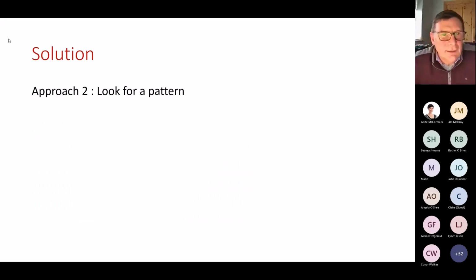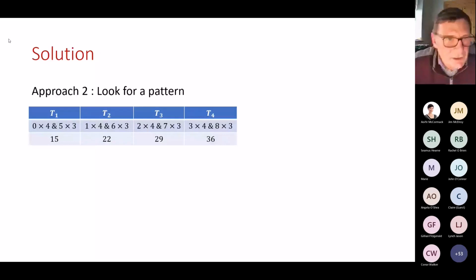Second approach is look for a pattern. Okay. So here, what I've done is, and it might be no harm maybe to give them this table as well at this level. So we look at the total number of legs as a pattern. So if you've no four-legged stool and 5 three-legged stools, that's a total of 15 legs. And then 1 four-legged and 6 three-legged and so on, that's 22 and so on. And we build up. So we have 4 numbers there, 15, 22, 29, and 36.